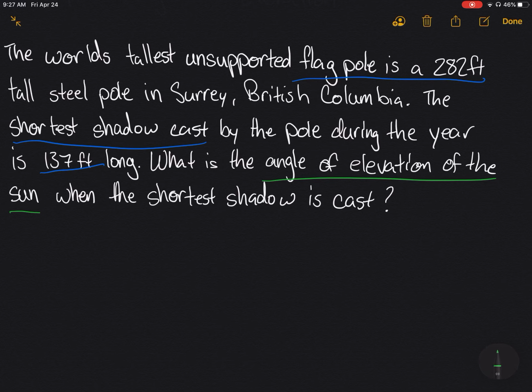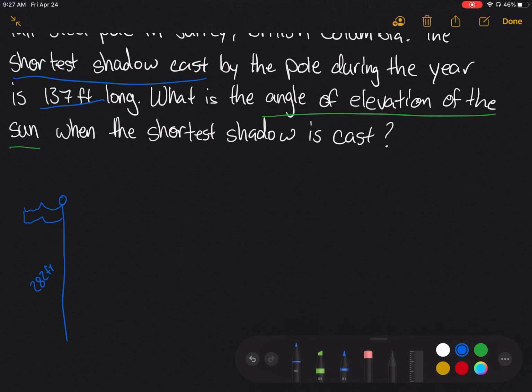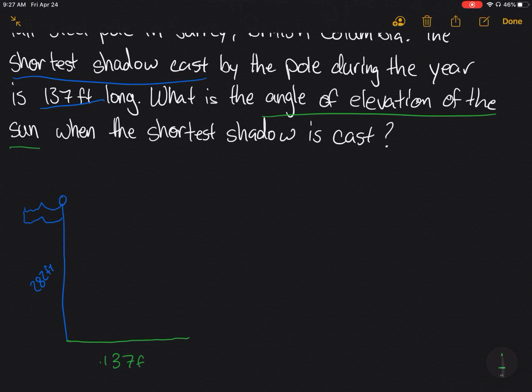So let's start to draw a picture. So the flagpole, that's my flagpole, 282 feet tall. And its shadow is a little bit more than half that at 137 feet long. So that's the flagpole shadow.